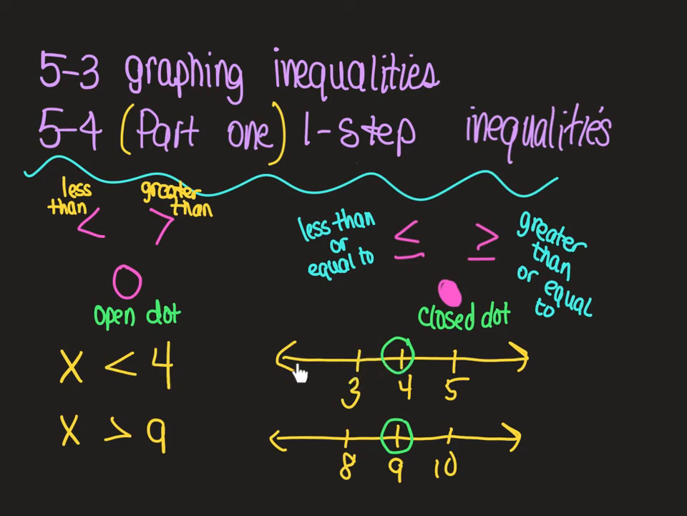Now remember, if we can say this correctly, x's are less than 4. Less than would be the numbers down here, 3, 2, 1, 0. Less than goes to the left. So I'm going to color the number line on the left side because that's less than. If I can read this correctly, x's are greater than 9. Well, 10 is greater than 9, 11, 12, 13. Greater than is on the right side. Less than is on the left, greater than is on the right.